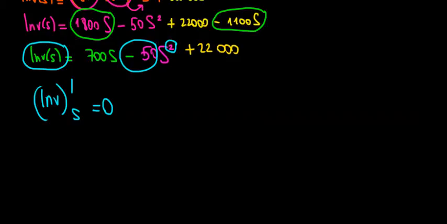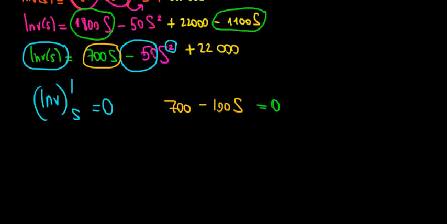And how do we do it? Well, the first one is 700s, derivative with respect to s, that's just 700. So we have here 700 minus, 50s squared derivative with respect to s is 50 times 2s, which is 100s, and this one is just a constant, derivative with respect to s, it will be just 0. So this entire expression is 0.